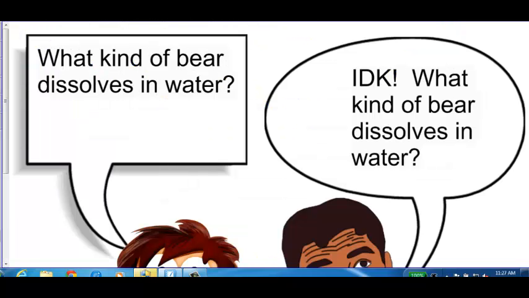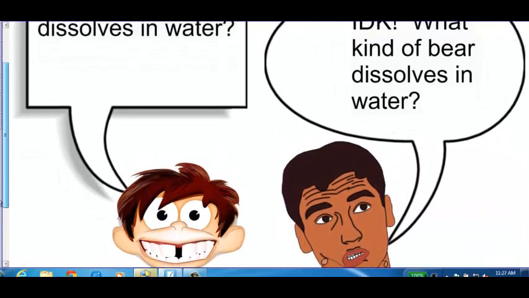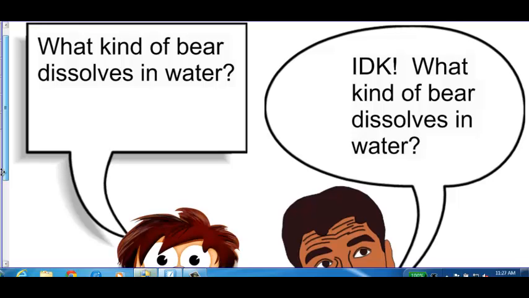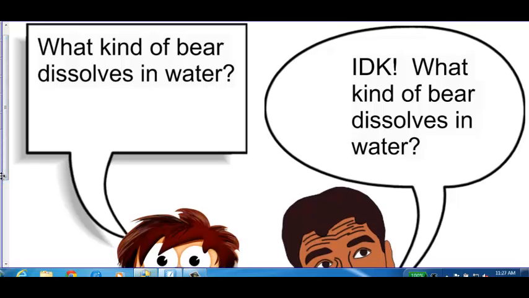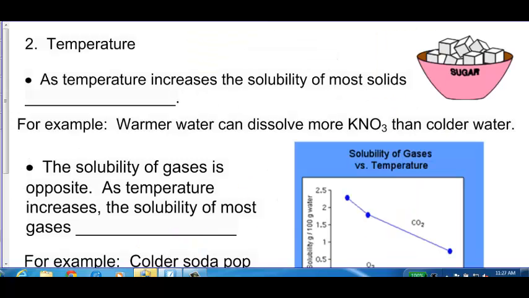Okay? So with that being said, this guy is asking this other guy, what kind of bear dissolves in water? And if you understood the last section of notes, you should be able to answer that question. A polar bear. Because water is polar and the bear is polar, so he will dissolve in the water. And for those of you that don't get this, this is really only a joke. Polar bears are really good swimmers. They don't really dissolve in water. It's just a joke to help you remember that water is polar.